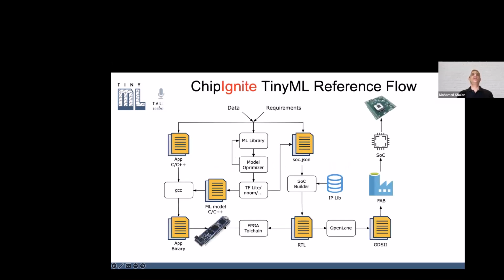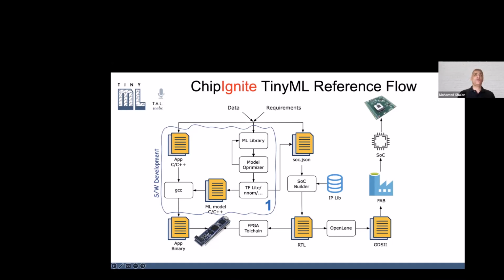That's why we started creating a tinyML reference flow for the Chip Ignite program, where you start with the data for your model and the requirements, and then you go through the steps of software development, which involves model development, evaluation, and optimization. Then the model will be converted into C++ to run on your custom microcontroller, and you write the application based on the requirements. So we start with the software development part.